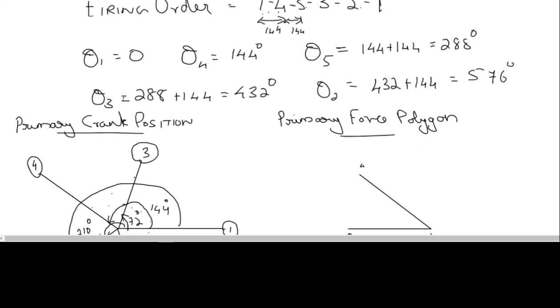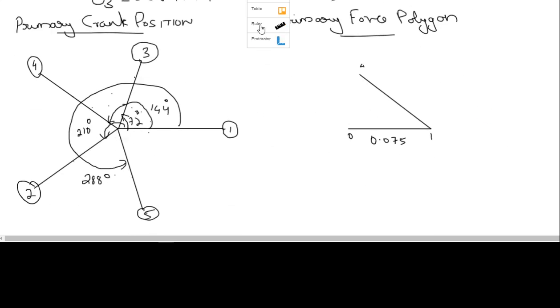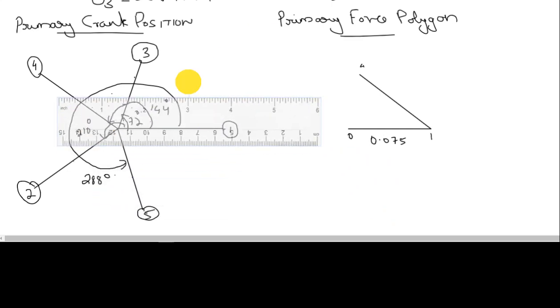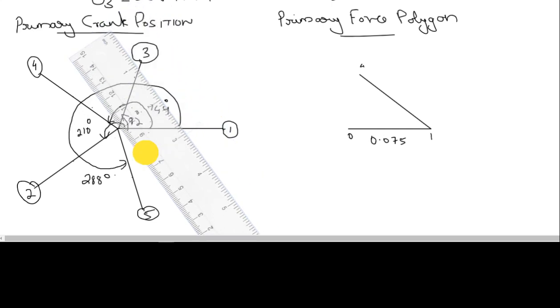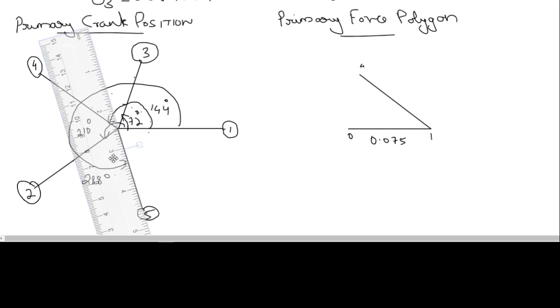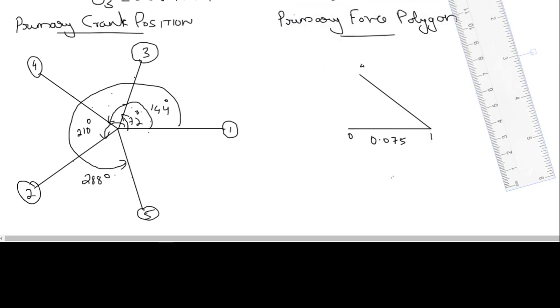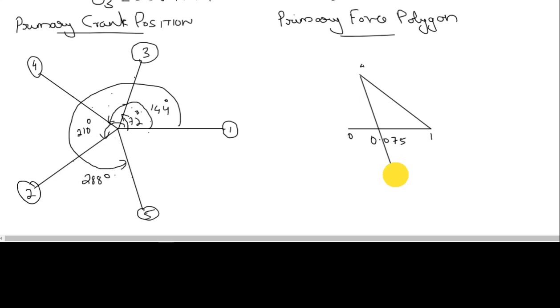And the next one after 4 is 5. So for the fifth one, again you just place a scale that is parallel to 5, or a set square and a scale combination. A rolling scale, if you have, will help. Keep it at the end of the fourth one. So it will be somewhere here. So the line will be actually like this, and you have to scale it to 0.075, and again 144.